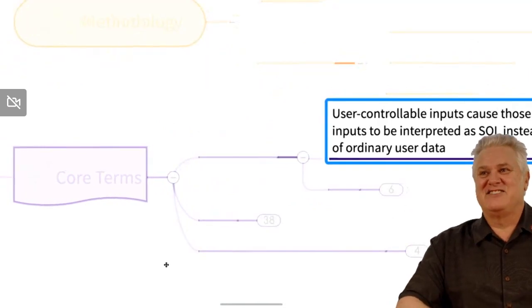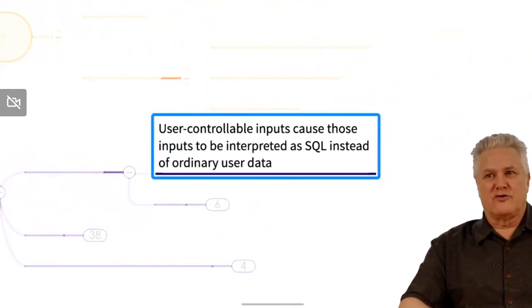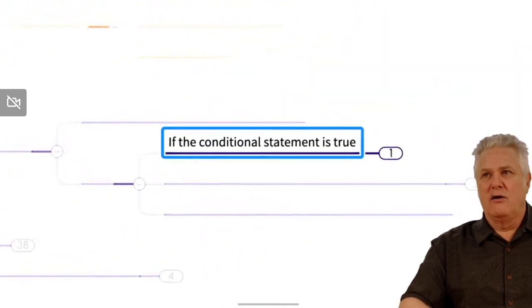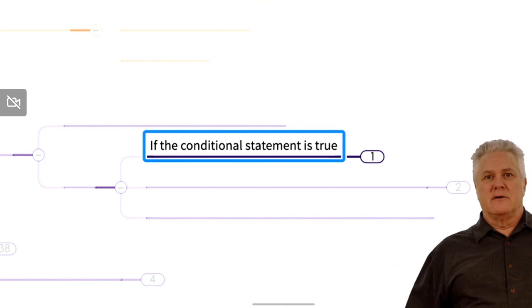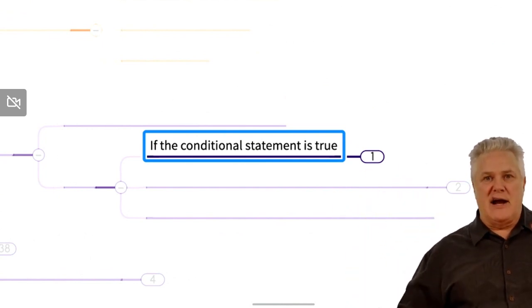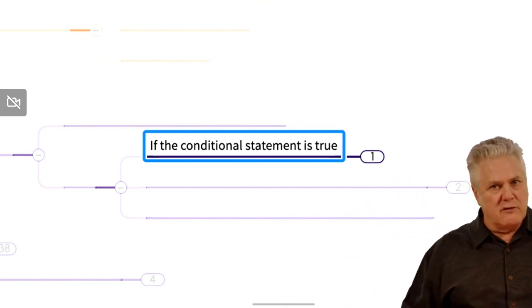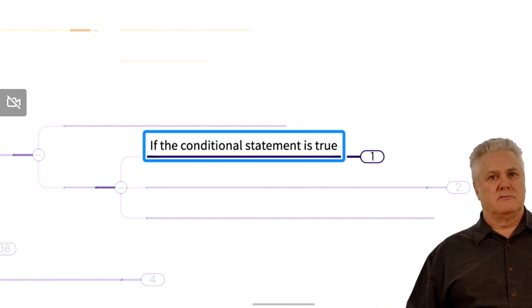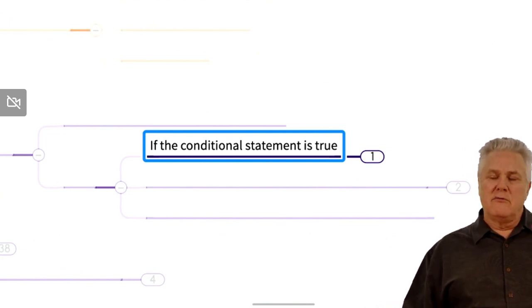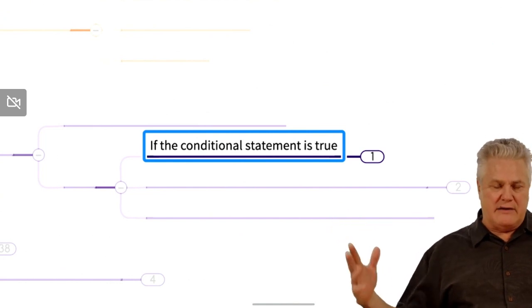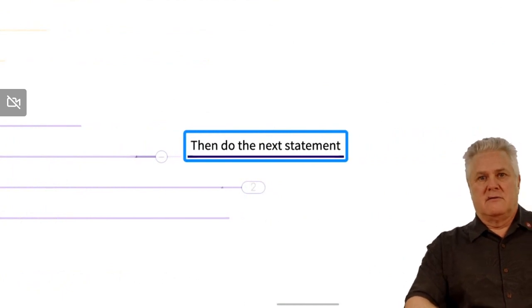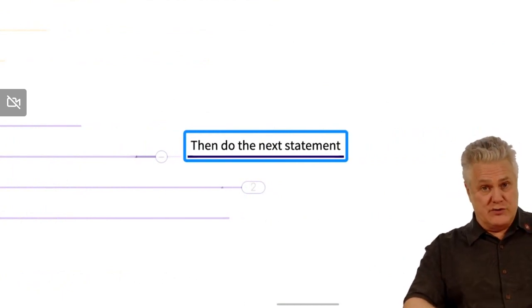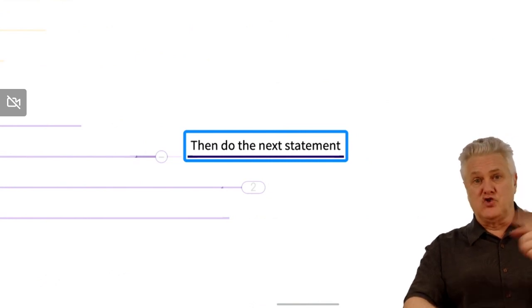Okay, SQL injection. User controllable inputs. How? We start off with a conditional statement that's true. When the sun is shining is not always true. And also, an SQL database can't evaluate that. Now, the classic conditional statement setup is always true. It always evaluates to true. And the database goes, this is evaluated to true. Then do the next statement.